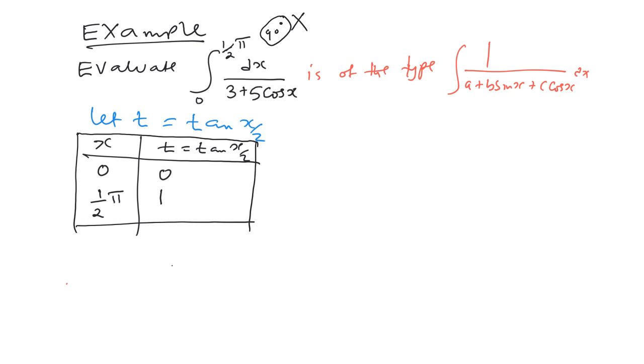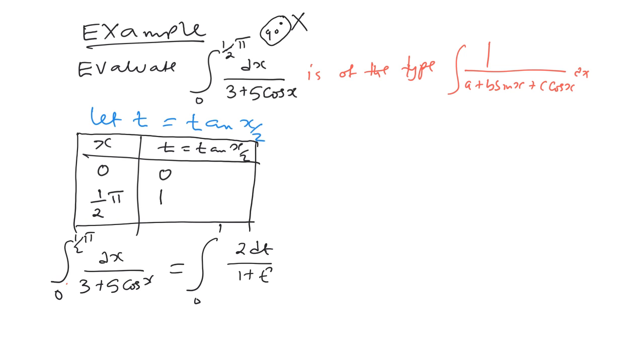Why don't we go ahead and integrate? The integral from 0 to half pi of dx over 3 plus 5 cos x will be the same thing as integrating from 0 to 1. What are we integrating? We're integrating 2 dt over 1 plus t squared, divided by 3 plus 5 times 1 minus t squared over 1 plus t squared.